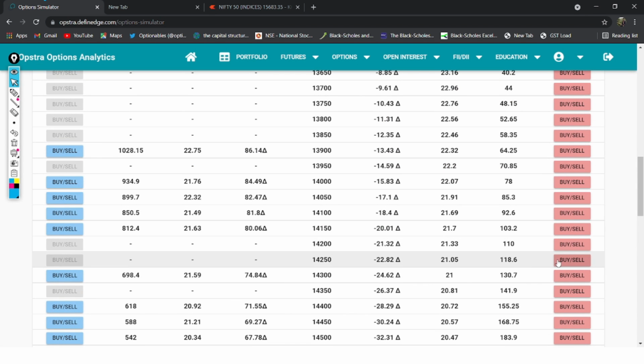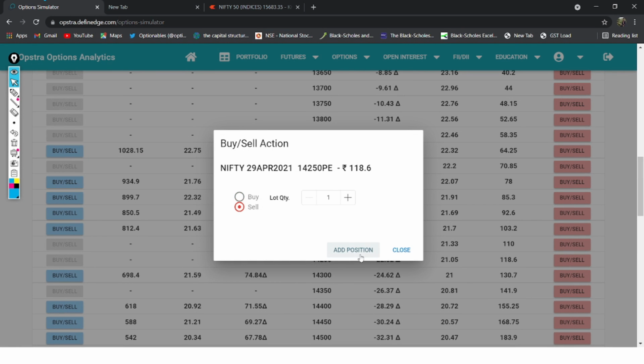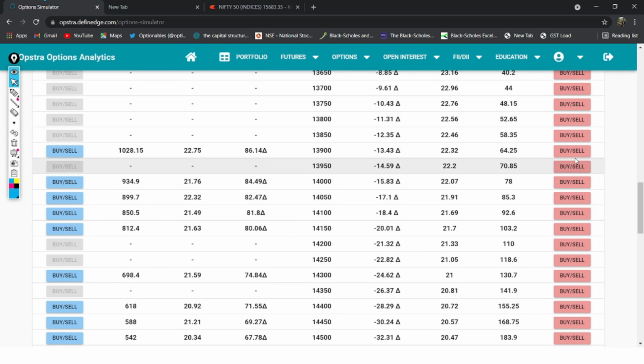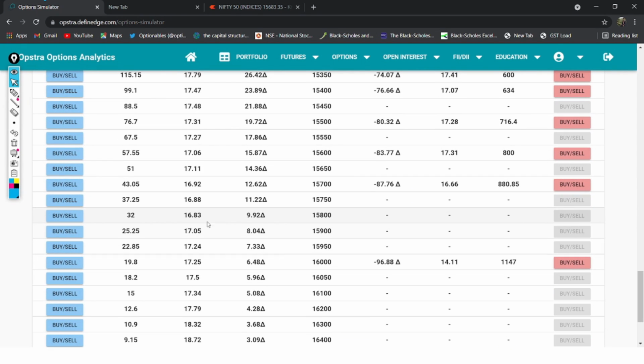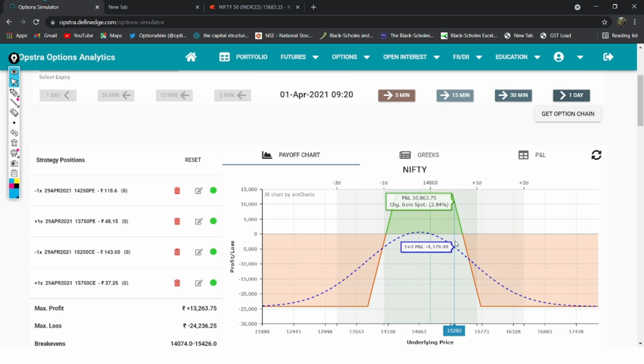So I'm going to go to 14,250 because I'm going very aggressive this time, and I'm going to buy 13,750, and I'm going to go to 15,250 because I am aggressive, and I'm going to purchase 15,750 calls. So what is the first rule for adjustment? If we go near our break even, we are going to adjust our trade.